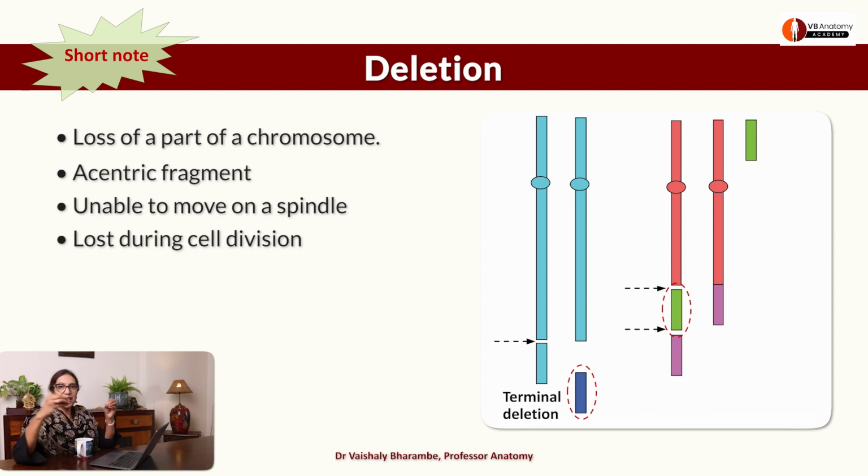So these 2 sticky ends just come and fuse with each other. So there is a loss of a middle portion of a chromosome. Initially, there was loss of the distal portion of the chromosome. When the distal portion is lost, it's called terminal deletion. When the middle portion is lost, it's called interstitial deletion. So types of deletions: terminal, interstitial.